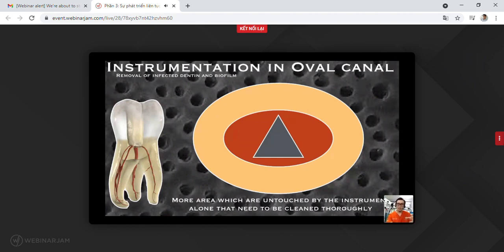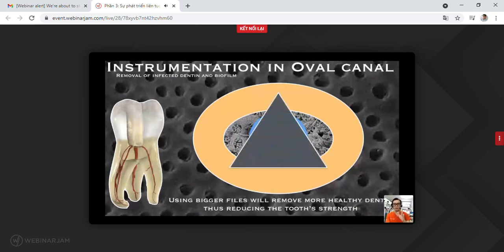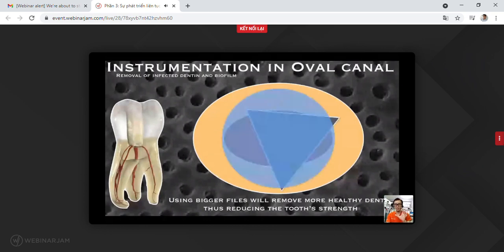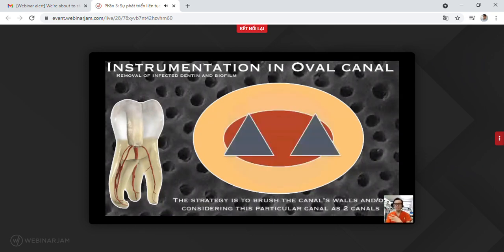Because if we use the same method as we did in round canals, we may remove lots of dentin. As you can see here, the bacteria still exist, and if we want to remove all of the bacteria by enlarging the canal with the files we are using, we may remove too much dentin, weakening the tooth structure. This is the action that we have to avoid. So, what is the strategy in dealing with such an oval canal?